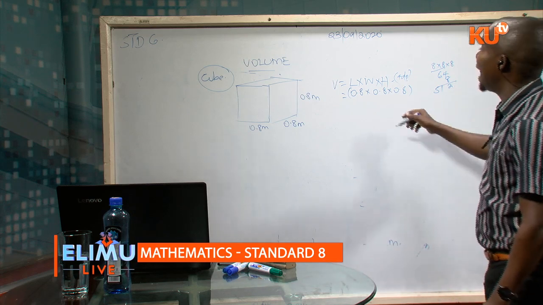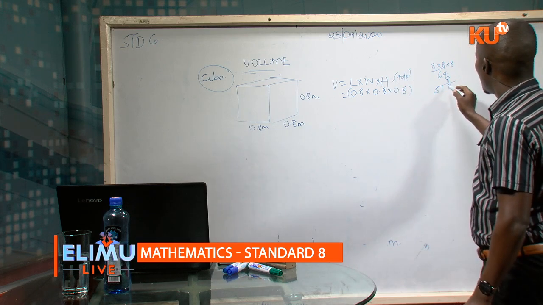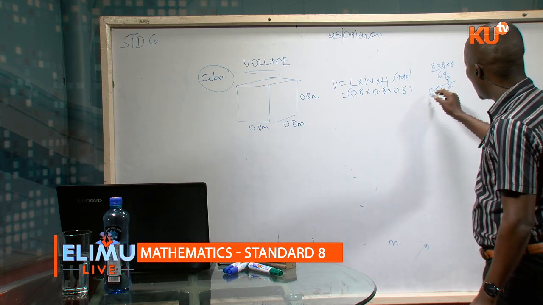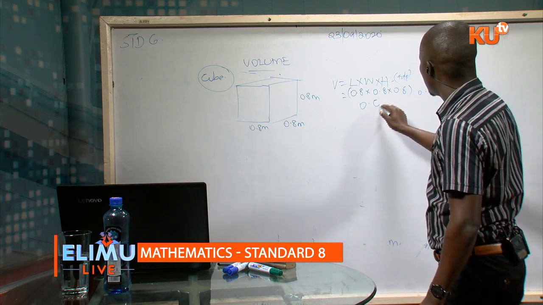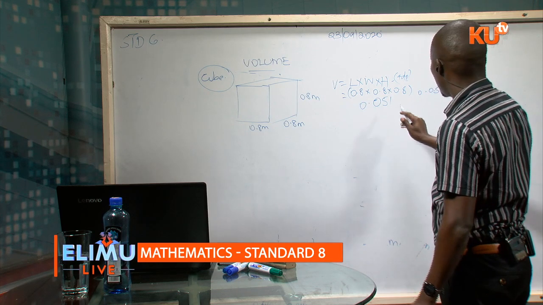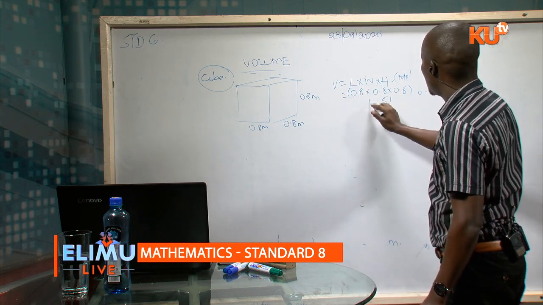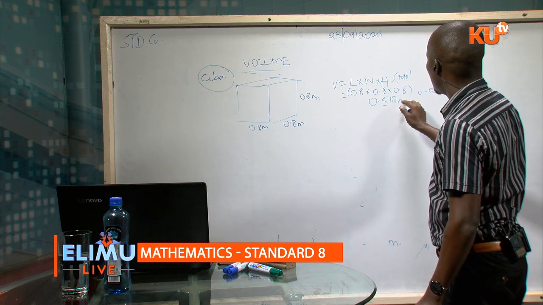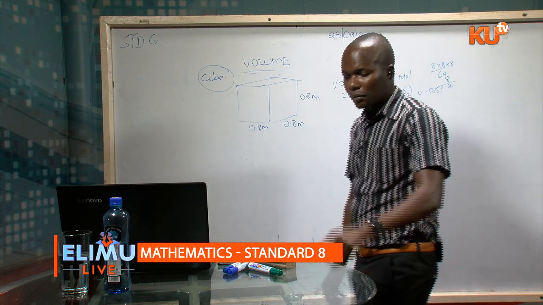So it is 51, but we had 4 decimal places. So we'll say it is 1, 2, 3, and then 4. So we have 0.05. Sorry, there are 1, 2, 3. Sorry, like that. So it is just 0.512 cubic meters. Done.